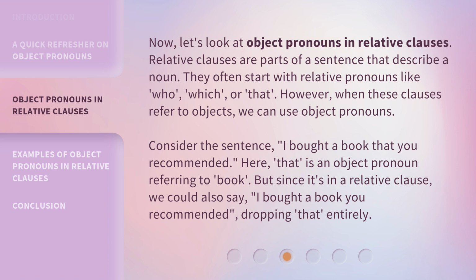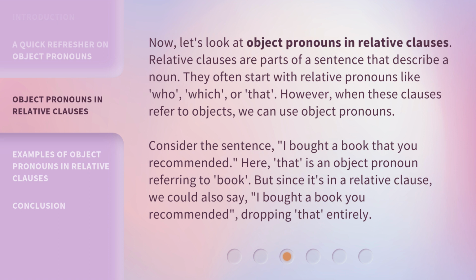Now, let's look at object pronouns in relative clauses. Relative clauses are parts of a sentence that describe a noun. They often start with relative pronouns like who, which, or that. However, when these clauses refer to objects, we can use object pronouns.